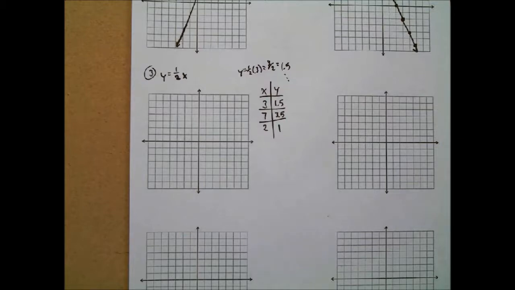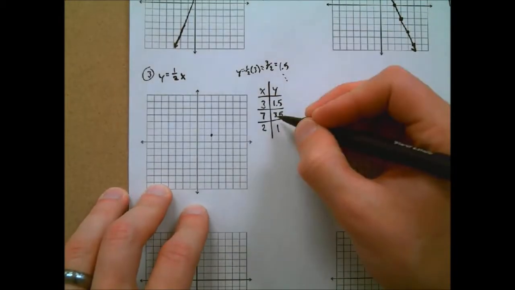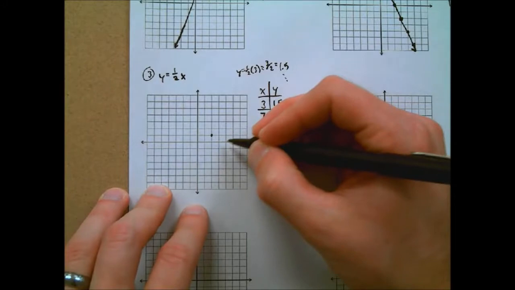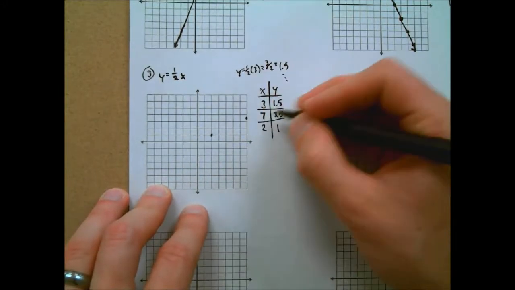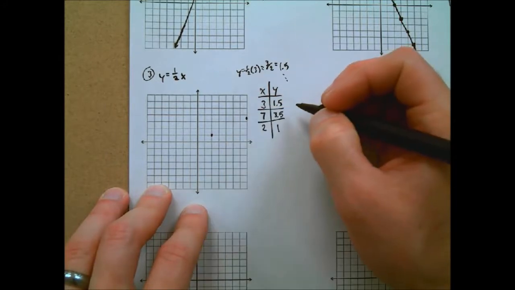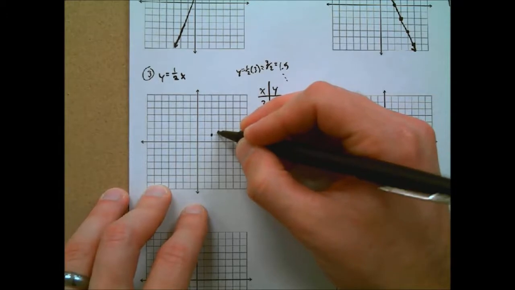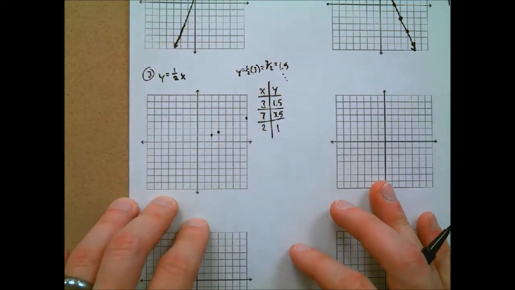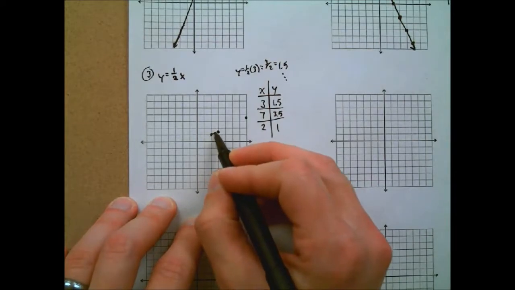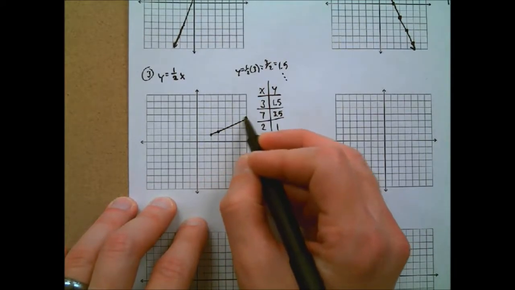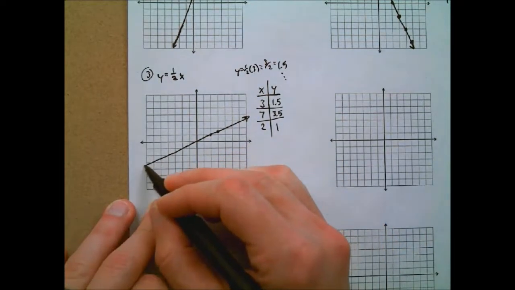So let's plot these points, though. So 2, 1. Okay, 7, 3.5. 1, 2, 3, 4, 5, 6, 7. 3.5. So like right there. And then 7. Okay, 3 and 1.5. 1, 2, 3, 1.5. Okay, so you can see there are my points. So it should go something like this, and then something like this. Okay, so there's my line.